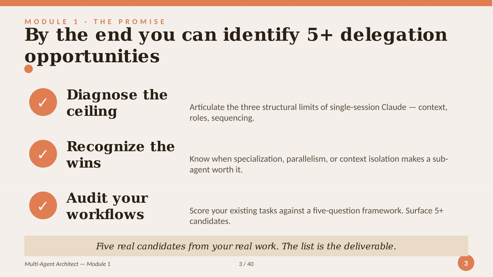Audit your workflows. Score your existing recurring tasks against a 5-question framework. Surface 5+ candidates that genuinely benefit from subagents. The audit is the assignment artifact and the input to Module 2. 5 real candidates from your real work. Ranked. Justified. With dispatch triggers identified. The list is what you walk away with, not theory, but a concrete plan for what to build next.